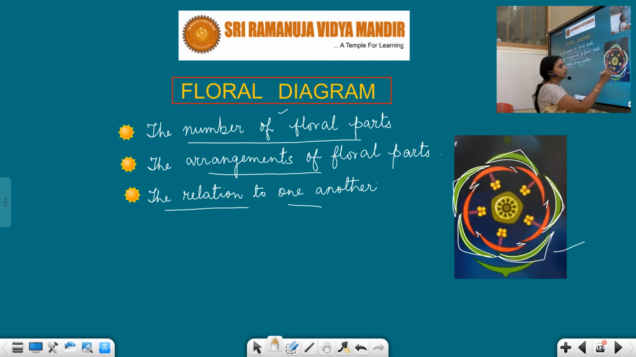And next to that, the third whorl is the androecium. And the anthers, if you observe carefully, you can notice that the anthers are dithecous. So these dithecous anthers are attached with filaments.